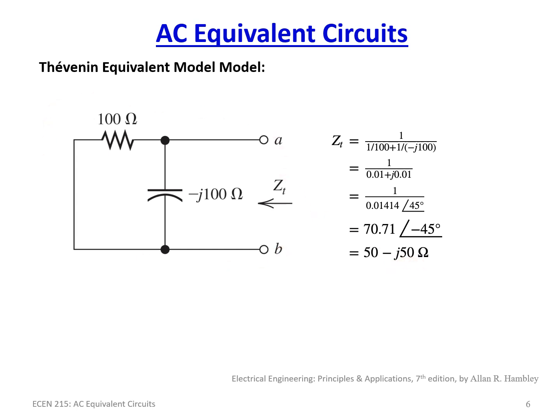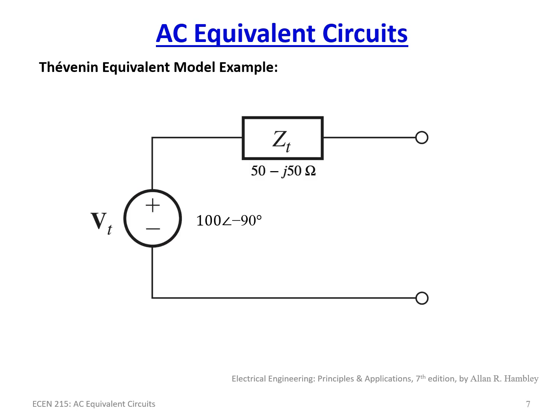So that is ZT. Now we have VT and we have ZT. We're done. We have everything we need to come up with the model, which is simply this: VT is 100 with a phase angle of minus 90 degrees, and ZT is 50 minus J50 ohms.